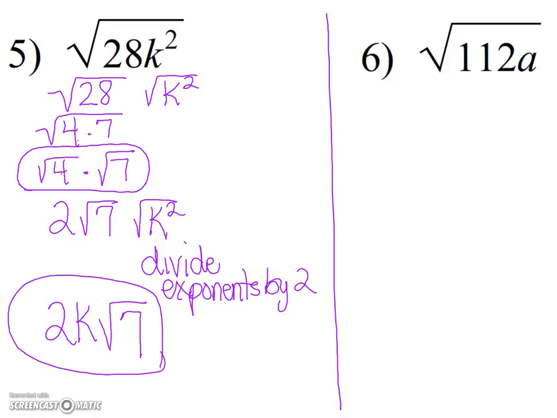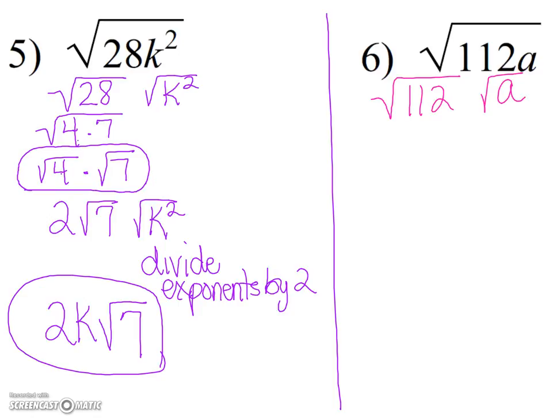All right, now looking at number 6 here. Number 6, I'm going to rewrite it as the square root of 112 and the square root of a. All right, now we can look at this variable first. The a doesn't have a visible exponent. So when there's no visible exponent, it's understood to be a 1. With that being said, 2 cannot go into 1. So that means that this a is never going to come out of the radical.